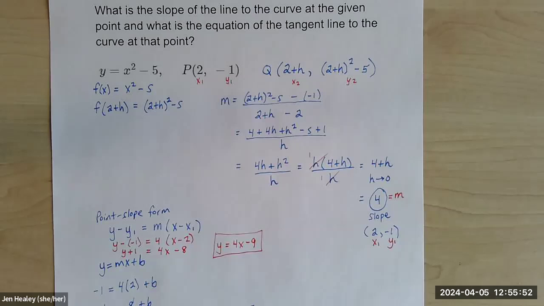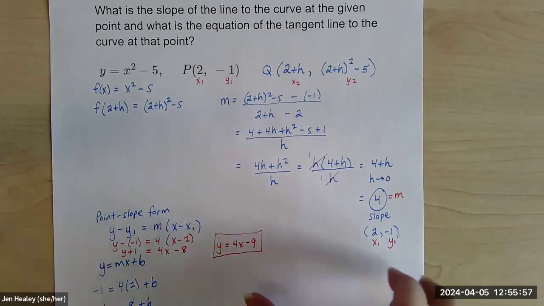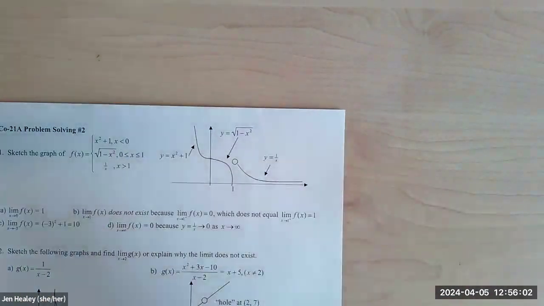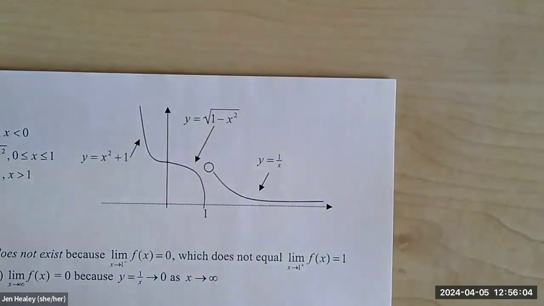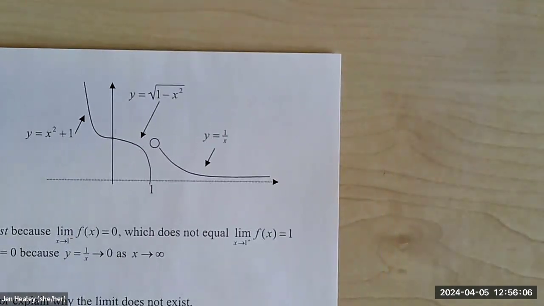So I can show you one quick example and then I'll set you free. So this is a crazy looking graph. It has one piece right here, and that's the equation of that piece. And then it has this other piece right here, and that's the equation of the other piece. We have an open circle happening here.